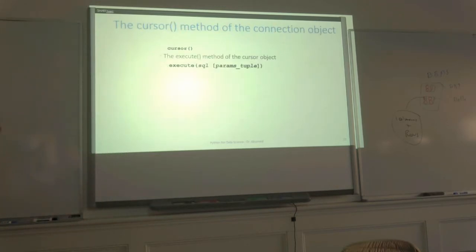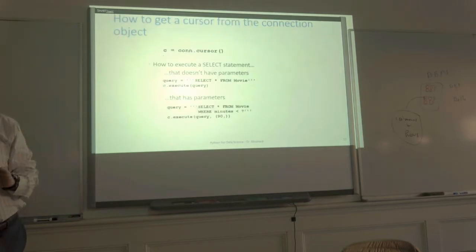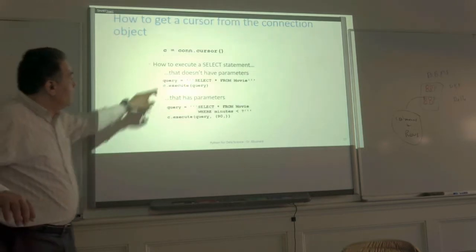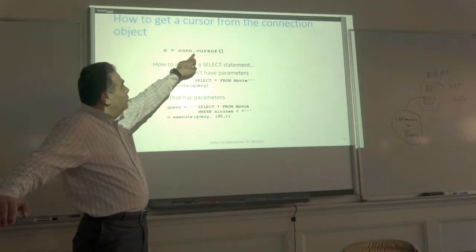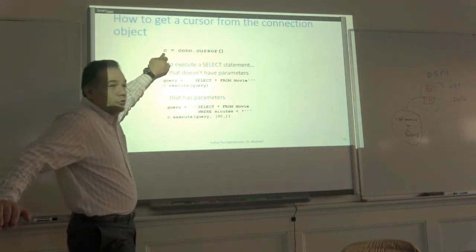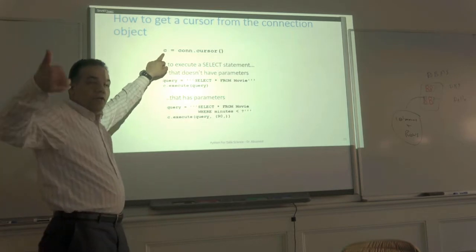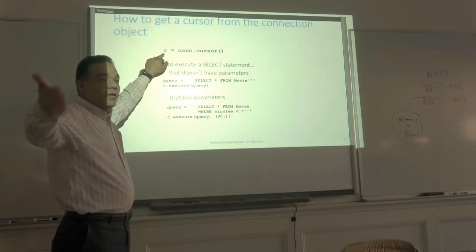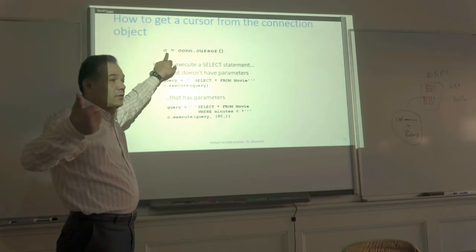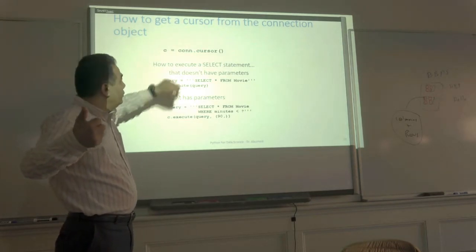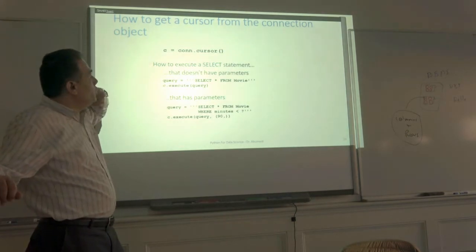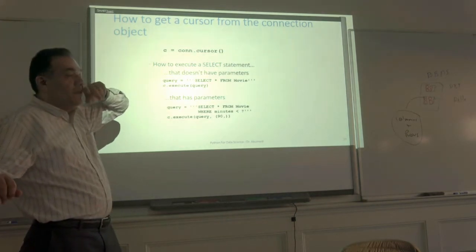Then you have to execute the query at the cursor. So look in here what we did. From the connection dot cursor, I create the cursor. I name the cursor C. So first of all, I create the connection. Then from the connection, I have to create the cursor.